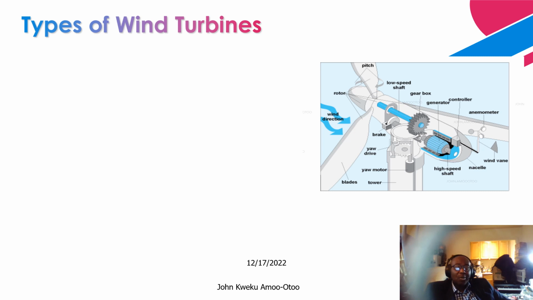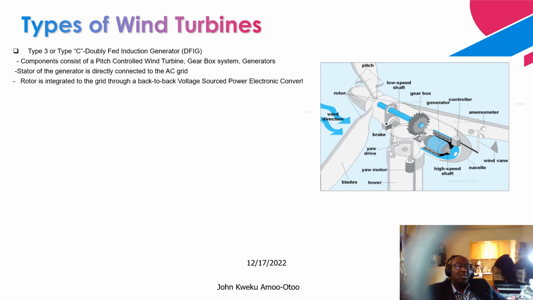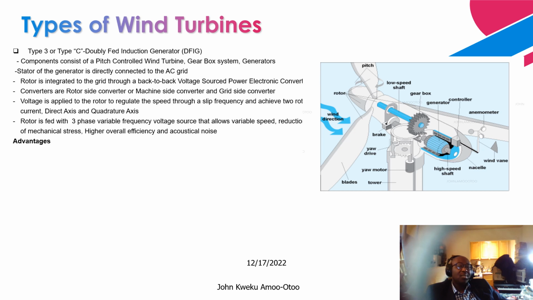Now let's talk about the next type of wind turbine. That is type 3, the doubly fed induction generator. On the right side is a small picture of how this wind turbine looks, with the various components. As you can see over here, this is the rotor hub. Connected to the rotor hub are the blades.